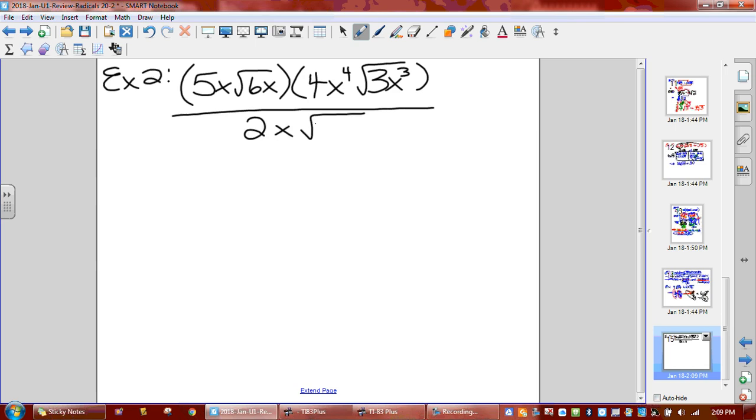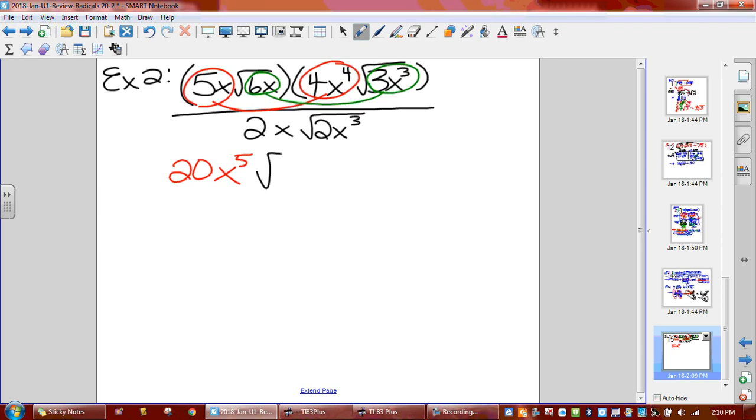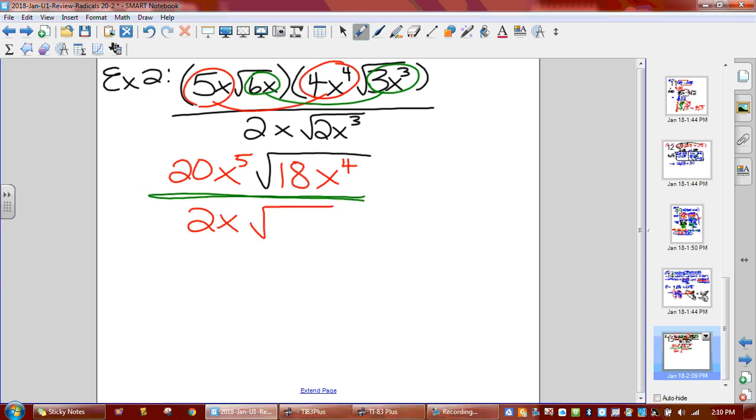All right, so we're going to get 20x to the 5 root 18x to the 4, all divided by 2x root, under the root sign, 2x cubed. All right, when we have variables and we're dividing variables, we subtract exponents. So here, I'm literally going to divide. Right here, I'm going to subtract exponents. Don't forget there's a hidden 1 on that x. Okay?